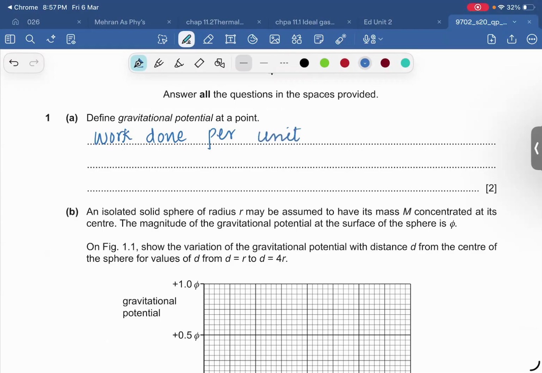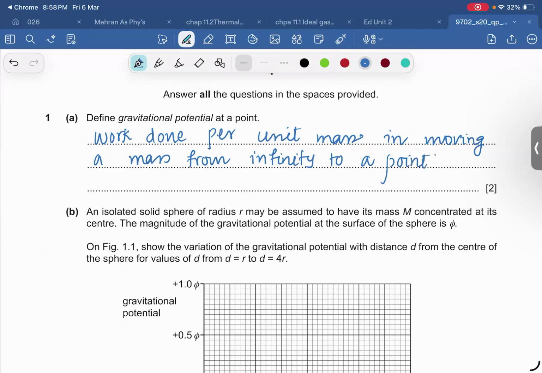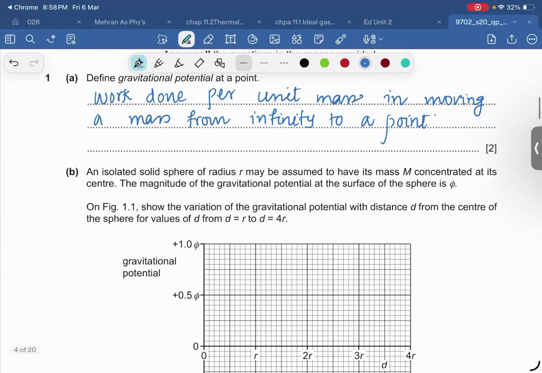So it is work done per unit mass in moving a mass from infinity to a point. This is the first thing. Now, please move on.